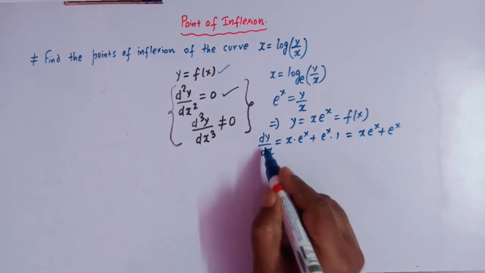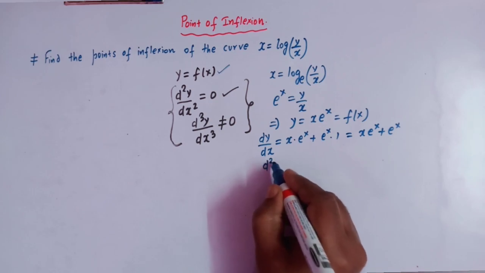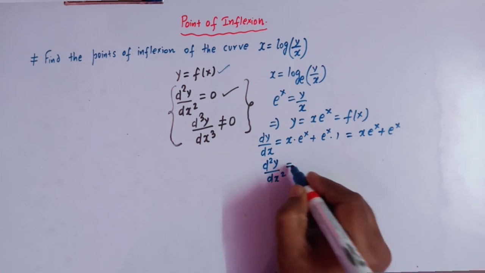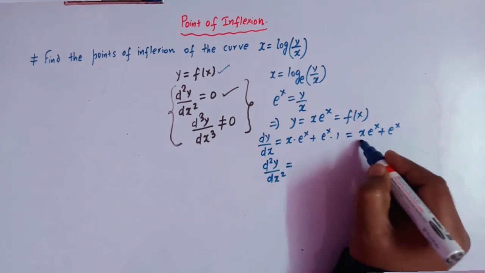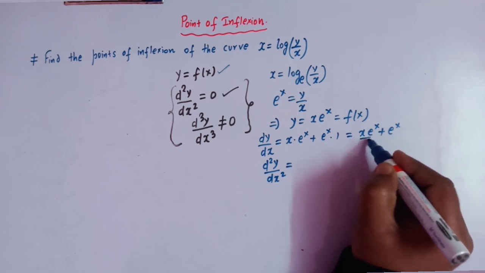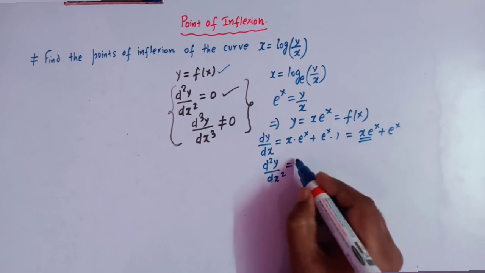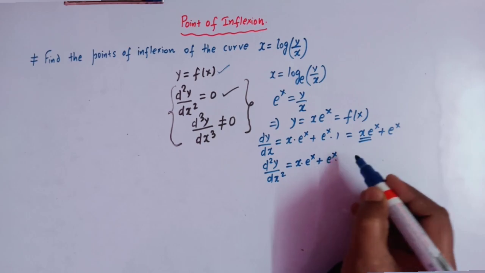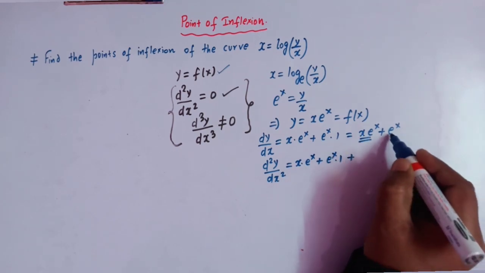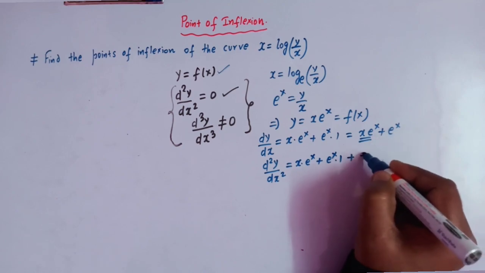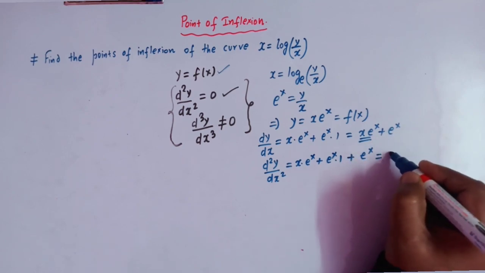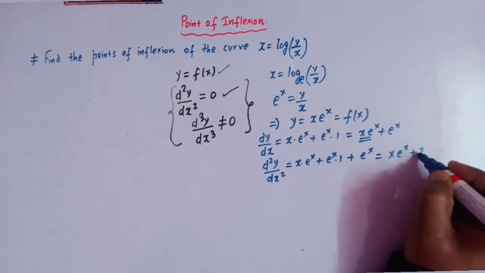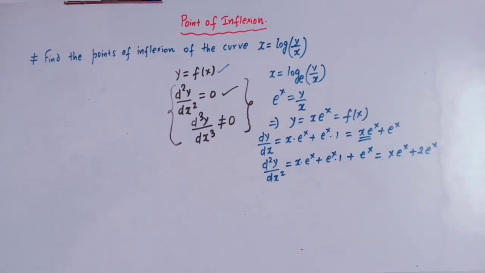Now let us find out the second derivative. Differentiating dy over dx, we get d2y over dx2. We can differentiate this function again, and here again we'll apply the product rule. So we have x, then e raised to x, then we have e raised to x, and derivative of x is 1, and here we have the derivative of e raised to x is e raised to x. So we have x e raised to x, and e raised to x plus e raised to x is 2 times e raised to x, right?